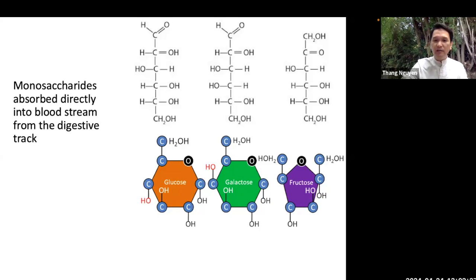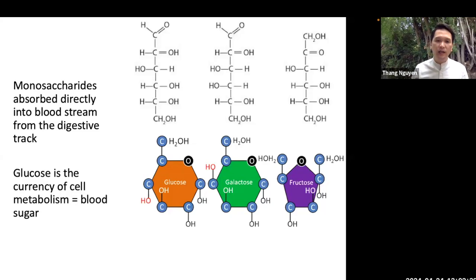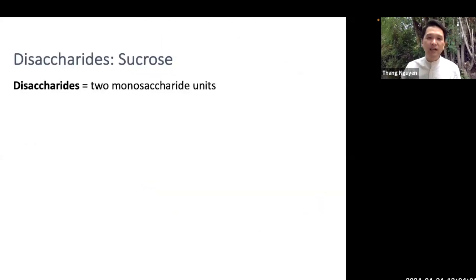So little facts about these monosaccharides. Monosaccharides are absorbed directly into your bloodstream when they enter your digestive system when you eat, right? So they provide a quick energy source for your body. And because of that, glucose is often called blood sugar. Now, let's put that aside. That's a monosaccharide. What do you think this one is?